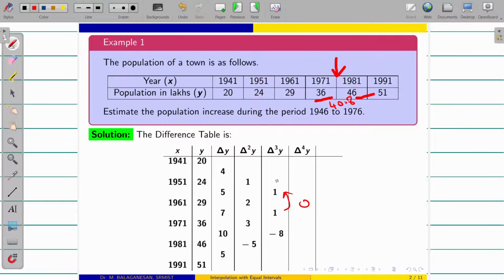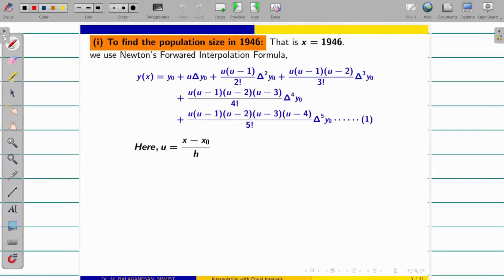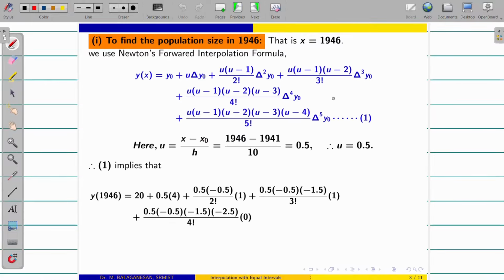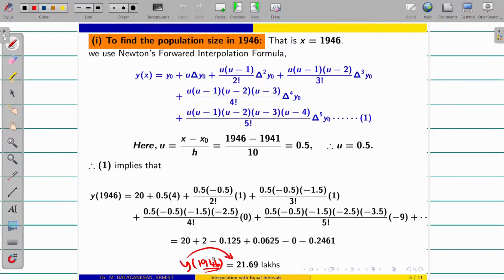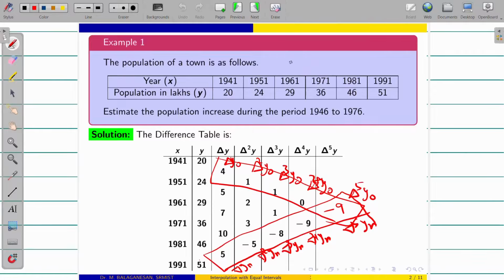Similarly, 1946 we found the value. What is the answer we obtained? 1946 is 21.69. Exactly. It is lying between 20 to 24. Suppose I am getting the answer 18.69. 18 means it absolutely will be wrong.